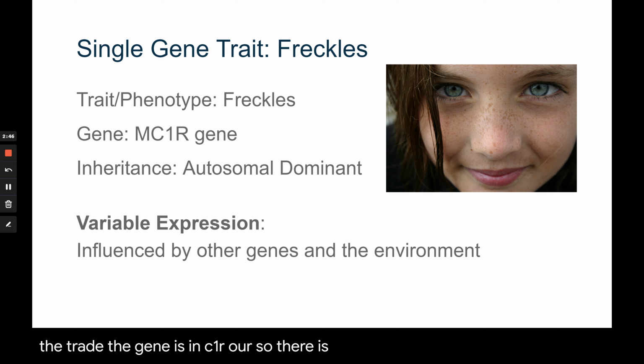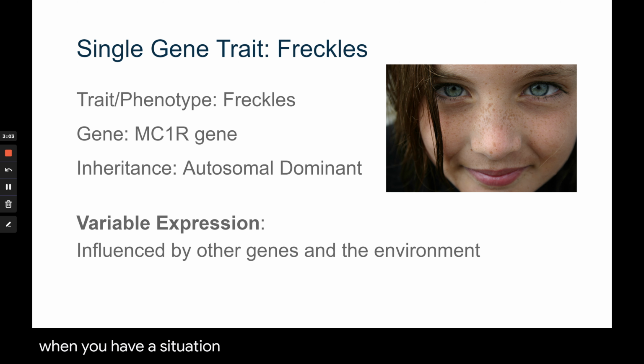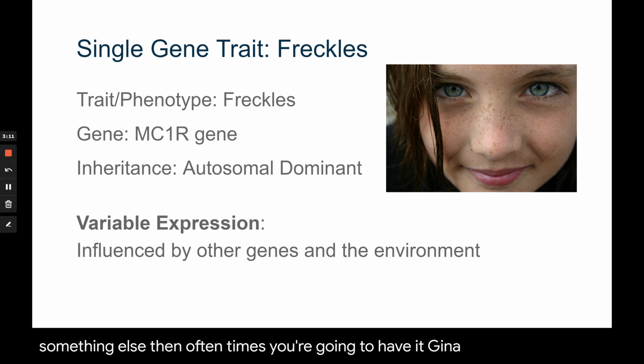So there is one gene, single gene, super simple, right? Inheritance pattern is autosomal dominant. Okay. But there's variable expression because it's influenced by other genes and the environment. So when you have a situation where the impact on phenotype depends on something else, then oftentimes you're going to have a gene environment interaction.